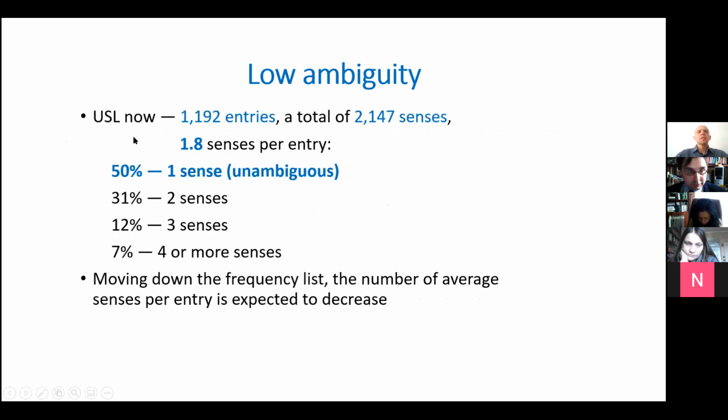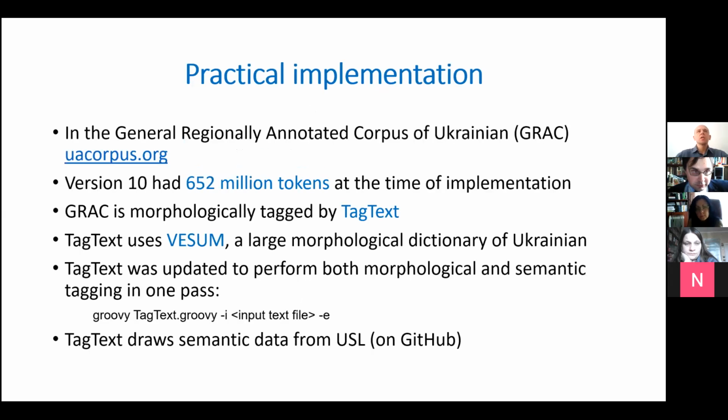The USL, as it is now, has 1.8 senses per entry. Half of the words are unambiguous, they have only one sense. Less than a third have two senses. And moving down the frequency list, I expect that the number of senses per entry will decrease, because those words will have a lower number of senses, even in monolingual dictionaries.